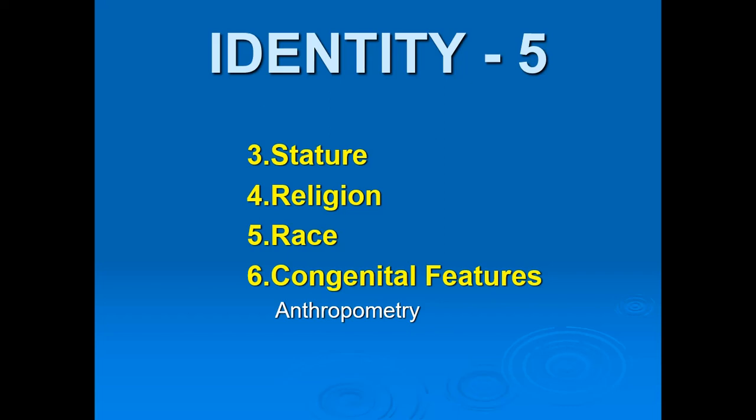Today I will discuss the other four parameters: stature, religion, race, and congenital features. Congenital features include a few more, but today I will take up anthropometry only. Dactylography and other congenital features will be discussed in the next lecture.